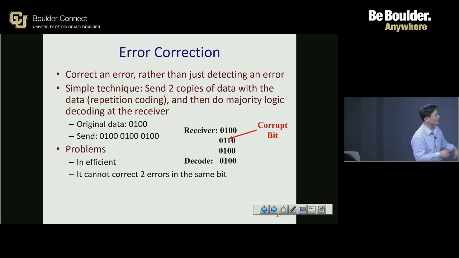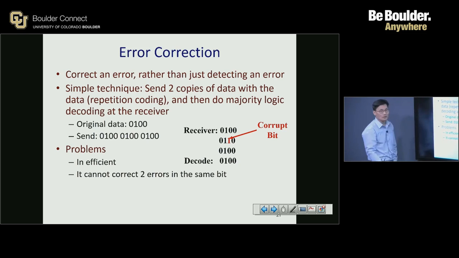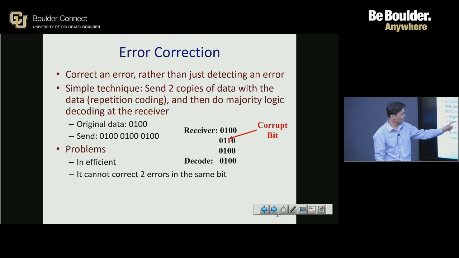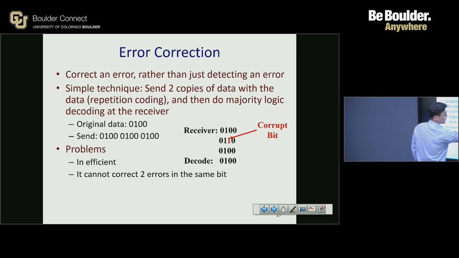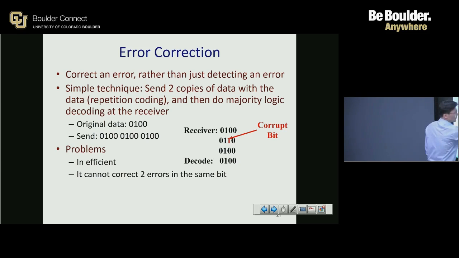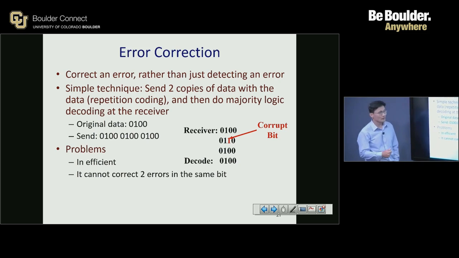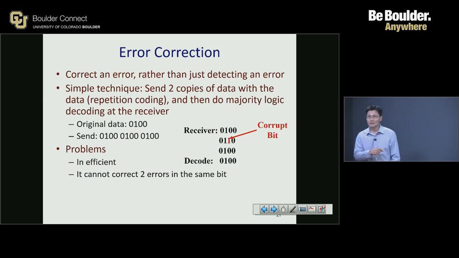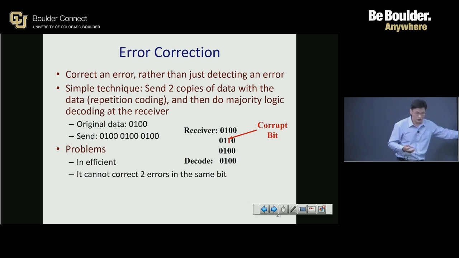So let's see a simple case. A simple technique: we're sending 2 copies of the data, so the original data 0, 1, 0, 0, and then sending 2 more copies. Then the receiver will receive all 3, right? The receiver received 0, 1, 0, 0, but another copy had a bit corrupted. Because of the majority rule, 2 copies are saying 0, 1, 0, 0, so I decode 0, 1, 0, 0. But in this case, the efficiency is 33%, right? You're sending 3 and the receiver only uses 1. So it's very inefficient.